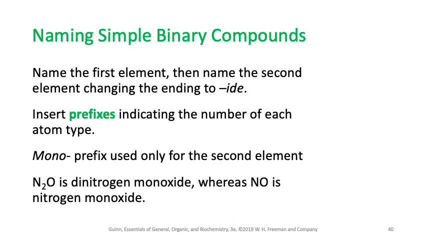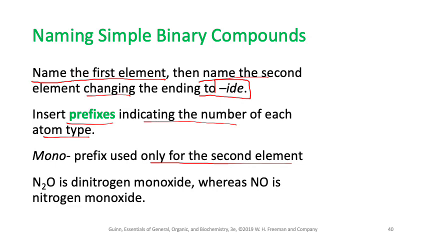Okay, so now let's learn how to name any covalent compound. You always name the first element, then the name of the second element. The name of the second element should end with -ide. Then you have to insert a prefix indicating the number of each atom type. The prefix mono is used only for the second element.